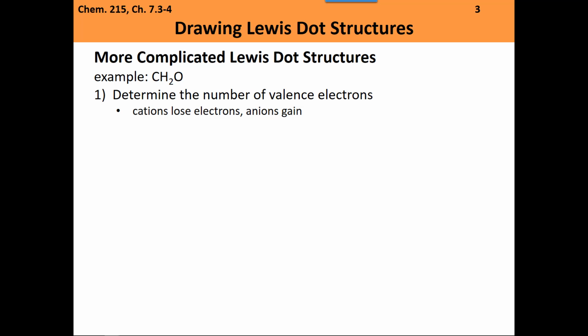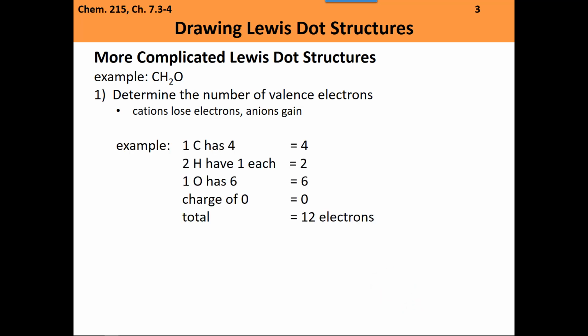So the first thing we do in Lewis dot structures is to determine the number of valence electrons. If it's a cation, then it loses electrons. If it's an anion, it gains. So for instance, in CH2O, we have 1 carbon, which has 4 valence electrons. We have 2 hydrogens, each has 1 valence electron, and then oxygen has 6. The charge is 0, so it hasn't gained or lost any. So if I add those up, that's 12 electrons. That means that my Lewis dot structure is going to have 12 electrons in it.